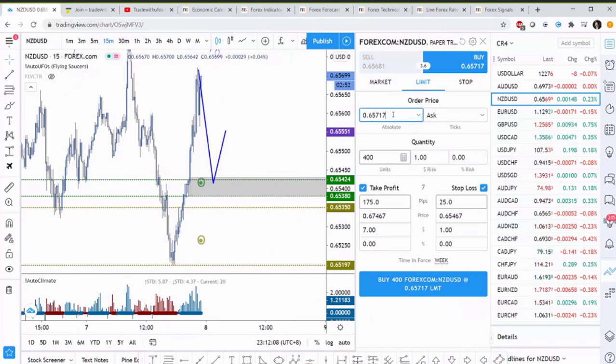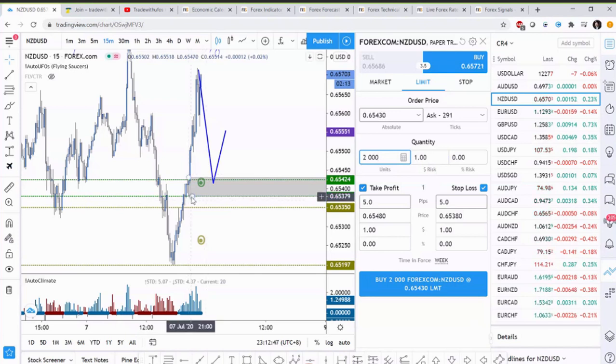Sorry, this is 65.42. I need to put that in first. 65.42, and then 65.38. Sorry, 43. Okay, and let's do a 1-to-1, right? Let's do 5 here. Make that 5. Okay, so you notice what happens, right? If you're risking $1, okay, your position size is 2,000.